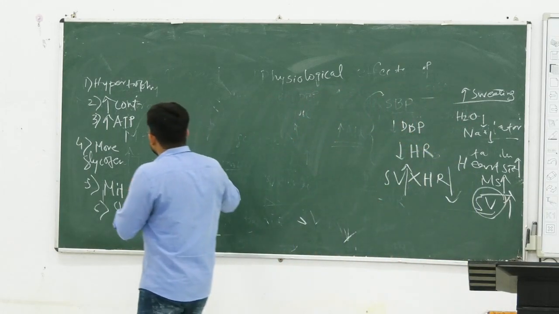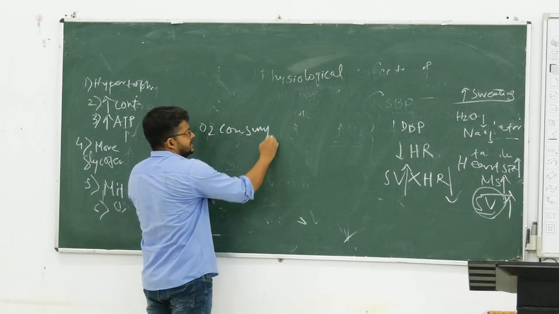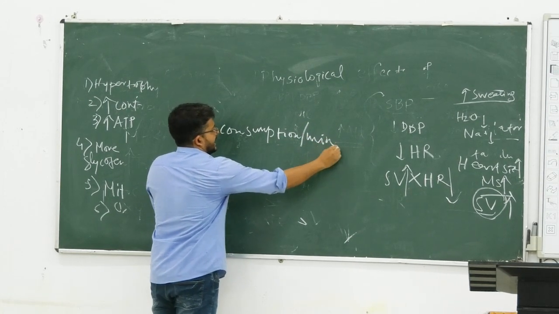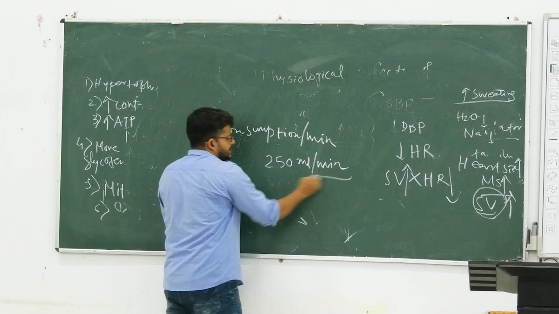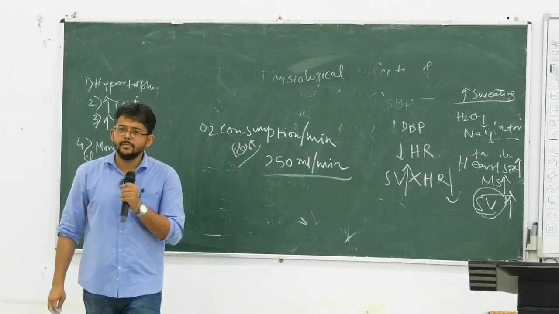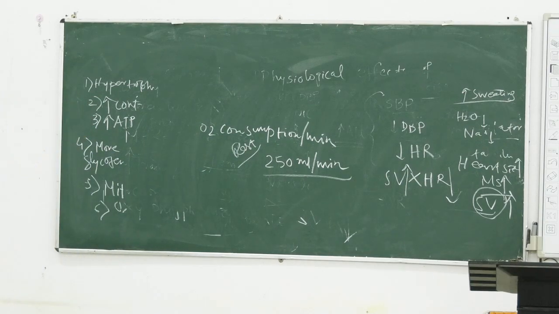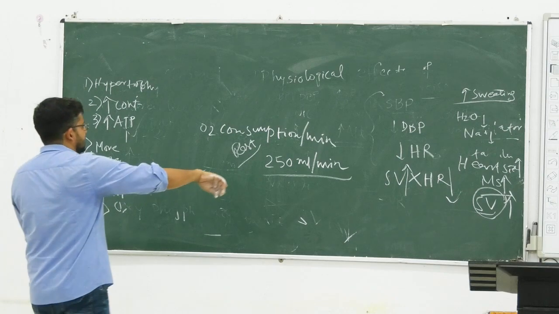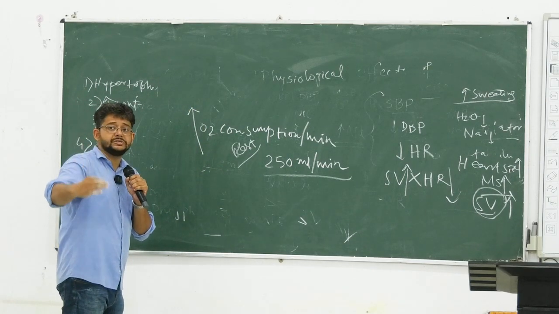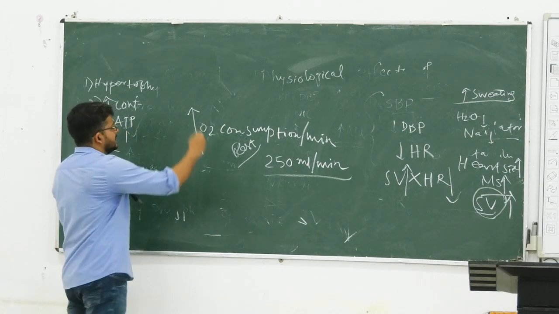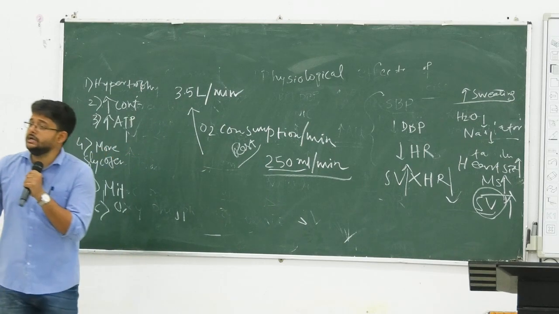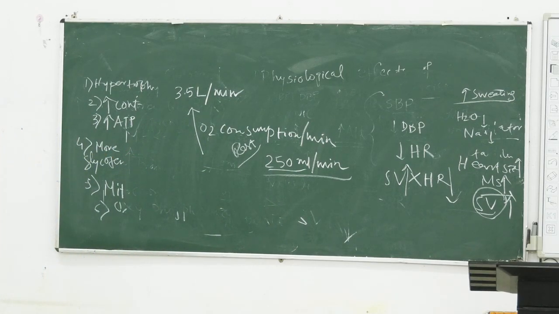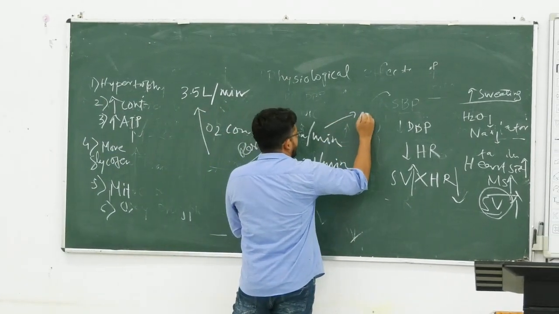Now coming to respiratory system, sitting in the AC, what is the O2 consumption per minute at sitting posture at rest? 250 milliliter per minute. That's the oxygen consumption. This oxygen consumption will definitely increase if you start running. If you are doing a severe exercise, this oxygen consumption can reach the maximum level of oxygen consumption. What is that? 3.5 liter a minute in an untrained person, in a trained person it can be 5 liter.